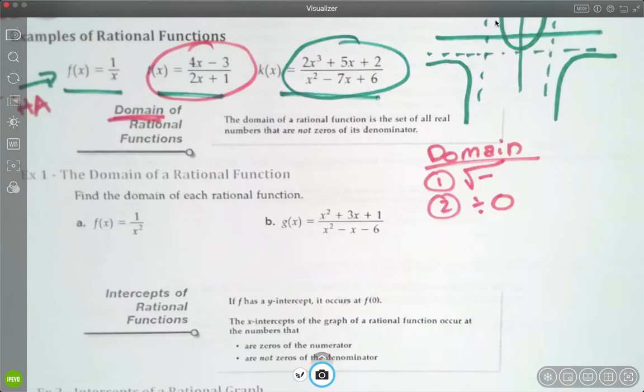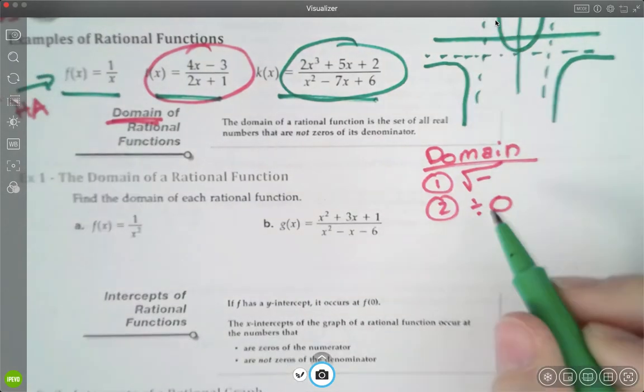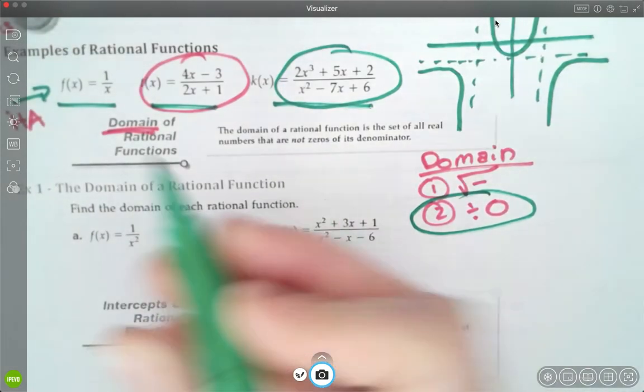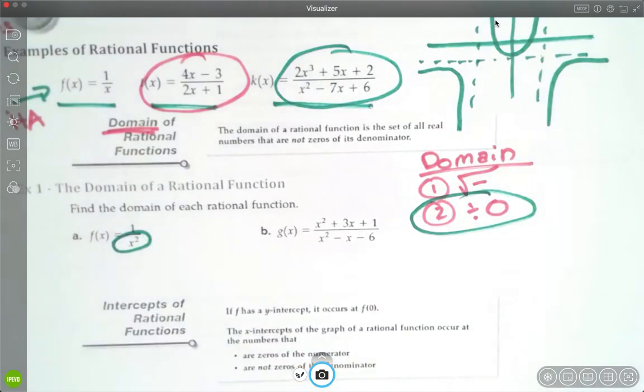For this section only, we're worried about number 2, dividing by 0. There are no square roots in this section. This is all rational functions. We have only quotients, which have a numerator and a denominator. So we have stuff that we're dividing by, and we're worried about dividing by 0. So in part A, I'm worried about this bottom part right here. That thing cannot be 0.